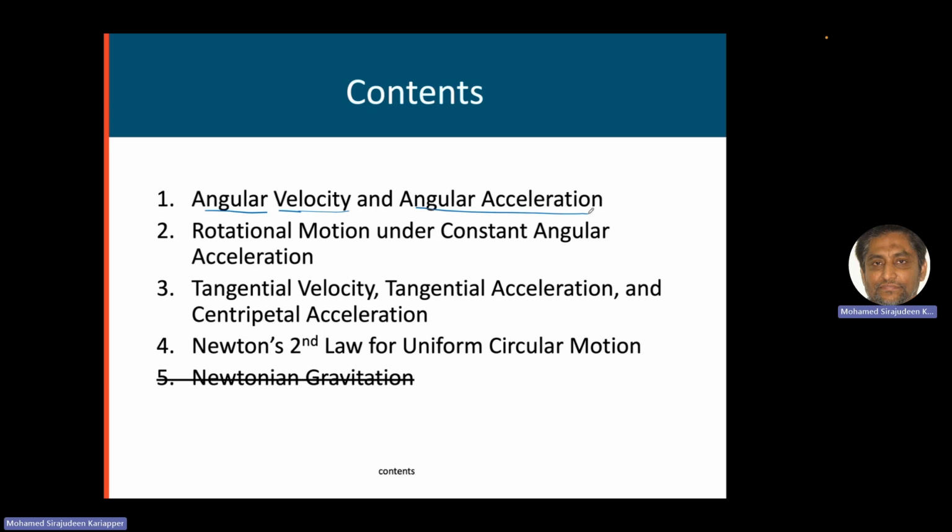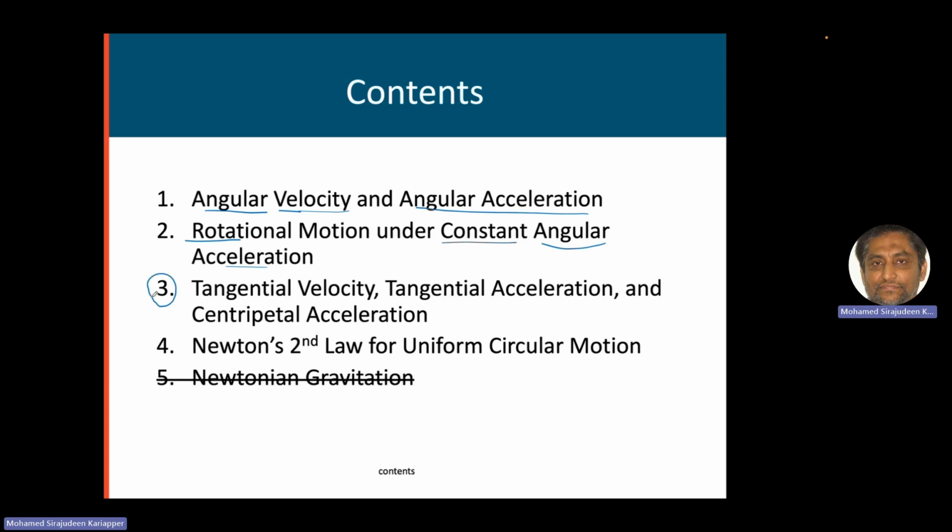Then like in chapter 2, when the acceleration is constant, here the angular acceleration is constant, we can use those equations, the equations of kinematics, v equal to v0 plus at. We will have a similar thing in rotational motion as well.